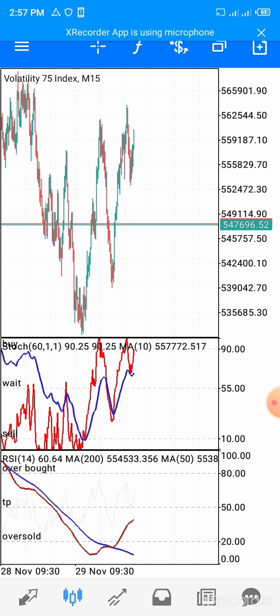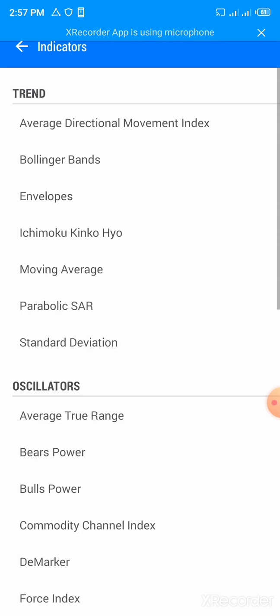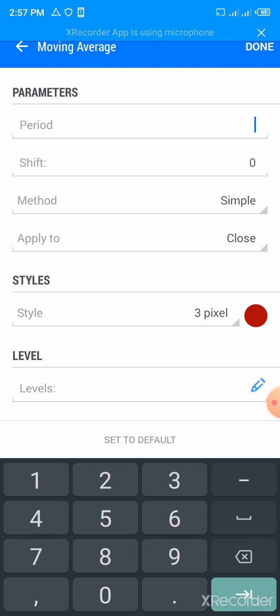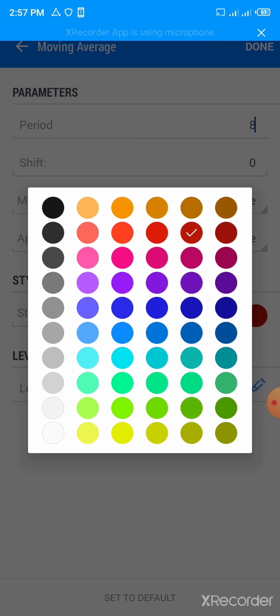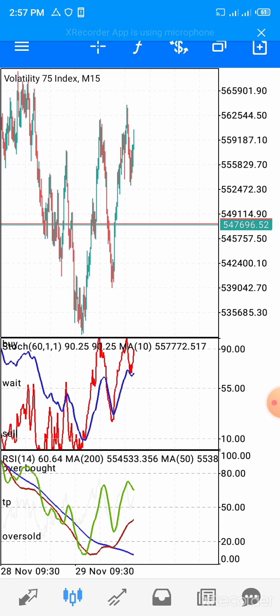You go back to your F. The third moving average. Tap on moving average. Third moving average, the period is 8. Shift 0. Method simple. Apply to close. Then the style 3 pixel. The color is green. Click done. See something like this.